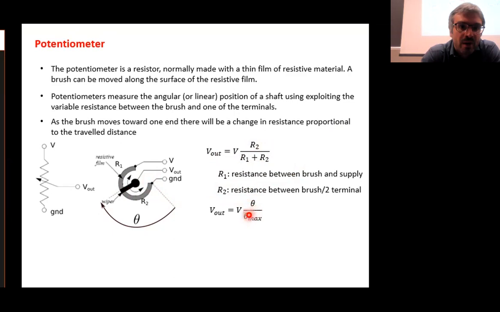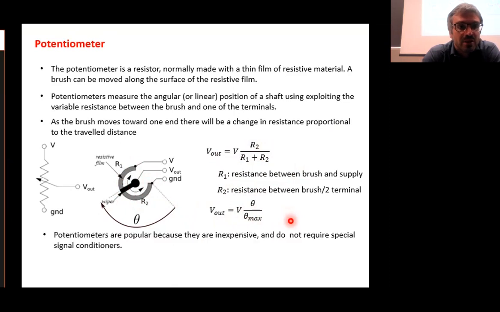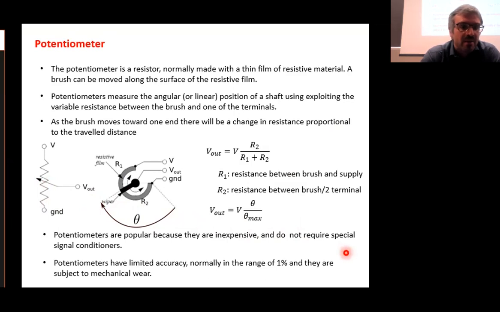Okay, therefore we have a way to measure position, because we said that we have maximum voltage in one position and it linearly drops to zero in the other position. So we can define this relationship between voltage and position. And potentiometers are very popular because they are inexpensive. They're very cheap. They don't require special signal conditioners, just a very simple circuit. So that's why people like them, but they suffer from very limited accuracy, normally in the range of 1% of the range. And after a while, they are subject to mechanical wear, so they lose their properties, start malfunctioning, and they can break.